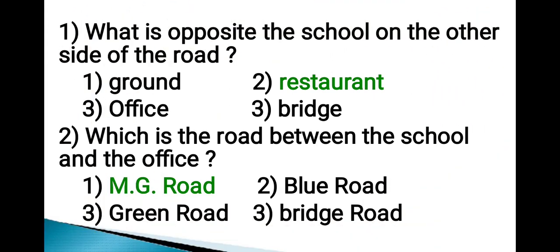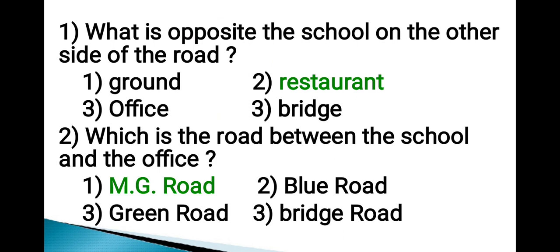First question is, what is opposite the school on the other side of the road? Options are ground, restaurant, office and bridge. Out of these four options, option number 2, that is restaurant, is the correct answer, which is opposite the school on the other side of the road. Hence, the correct answer is option number 2.